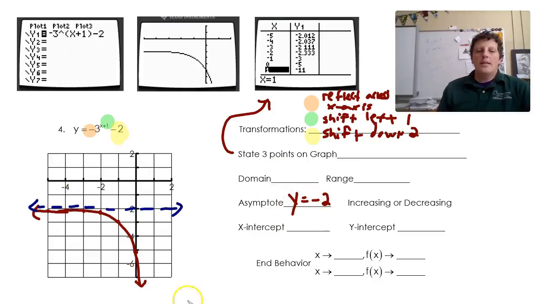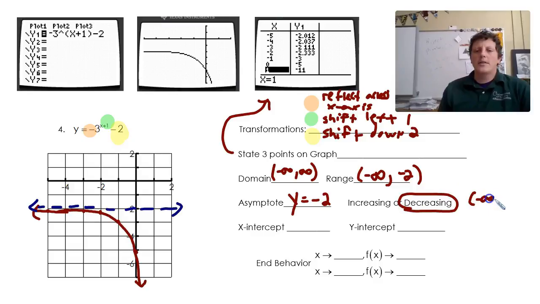All right, domain is all real numbers, but the range is going to be below the asymptote. So we'll start at the bottom of the graph, going up from -infinity to the asymptote. This function is always going downhill or decreasing from -infinity to positive infinity.